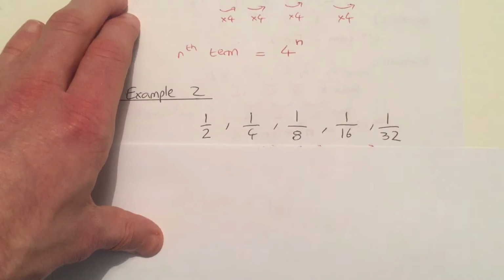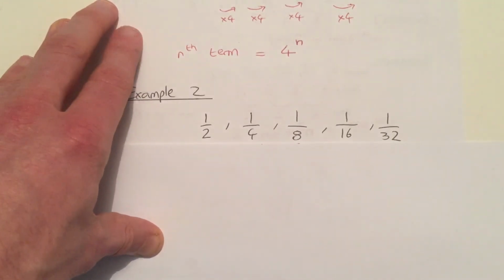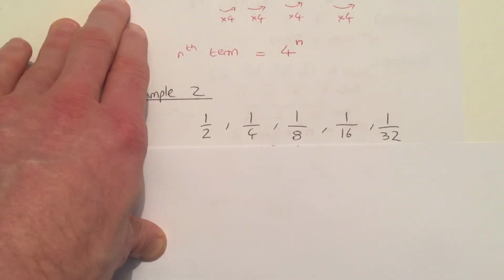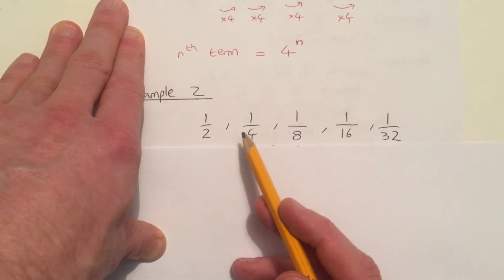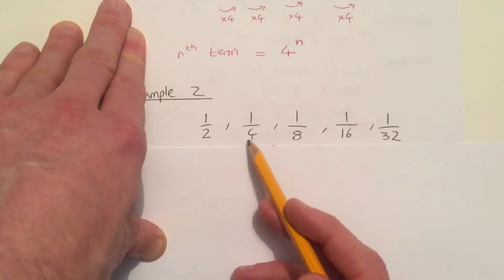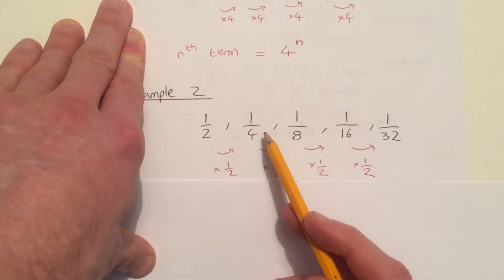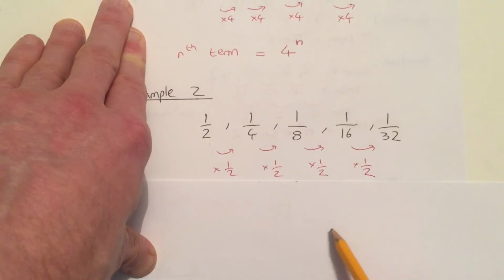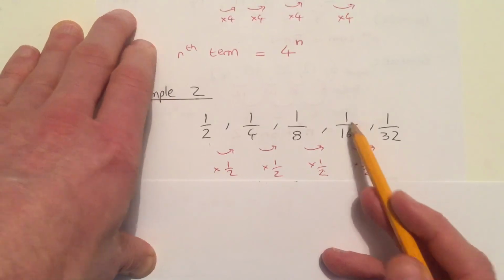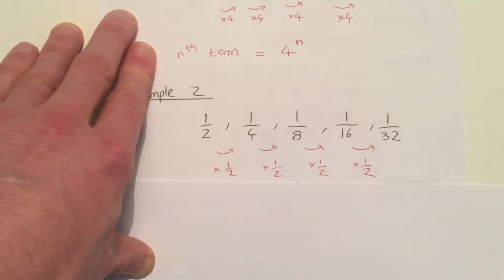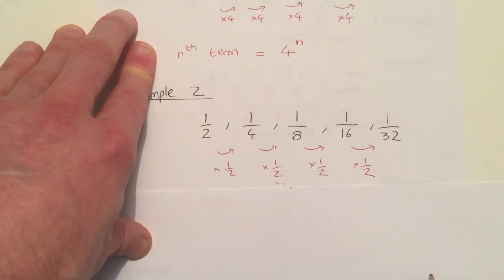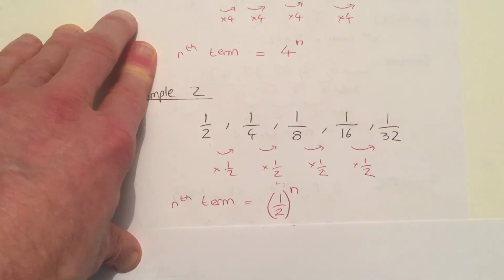Second example is this. Again, I know this is a geometric sequence because, in this case, I'm multiplying by 1/2 each time. If I do 1/2 times 1/2, I get a quarter. 1/4 times 1/2, I get 1/8. 1/8 times 1/2, I get 1/16. And 1/16 times 1/2, I get 1/32. So my common ratio is 1/2, and therefore the nth term would be 1/2 to the power n.